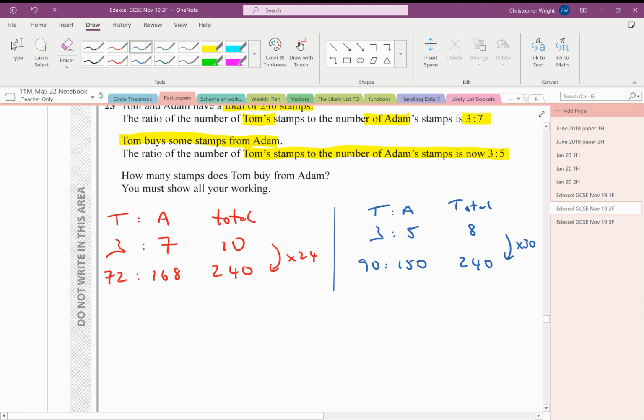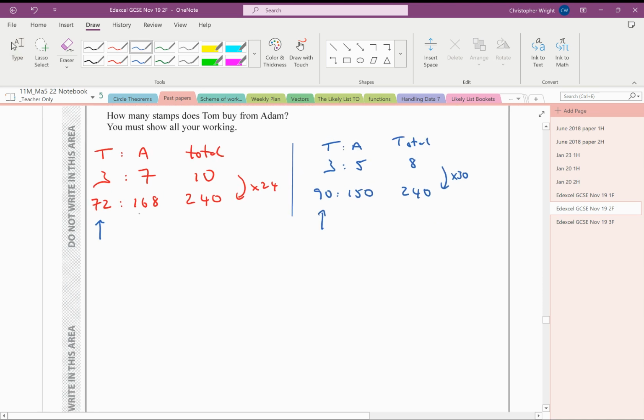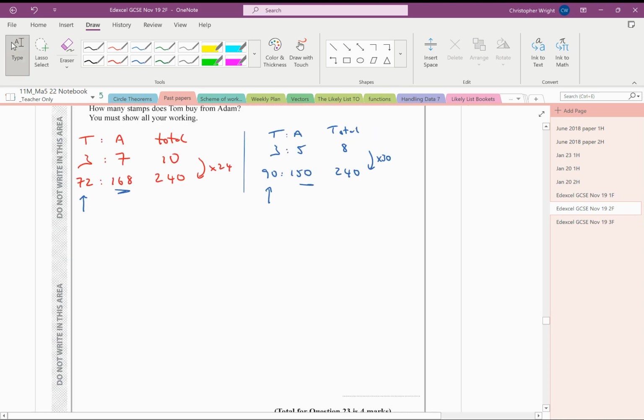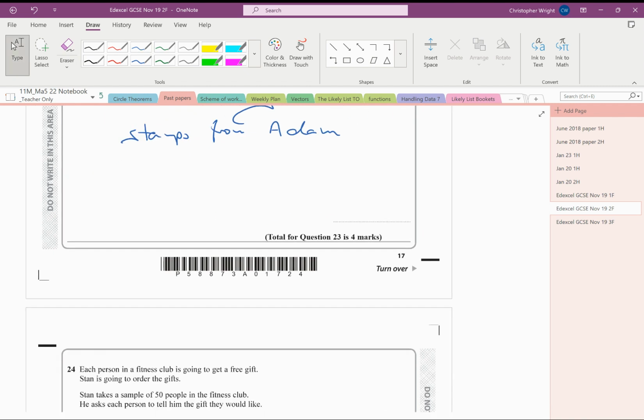How many stamps did Tom buy from Adam? Well, Tom used to have 72, and now he's got 90, so he must have bought 18. And look at that, Adam's gone down by 18 as well. So the answer is that Tom bought 18 stamps from Adam. Okay, that is number 23.